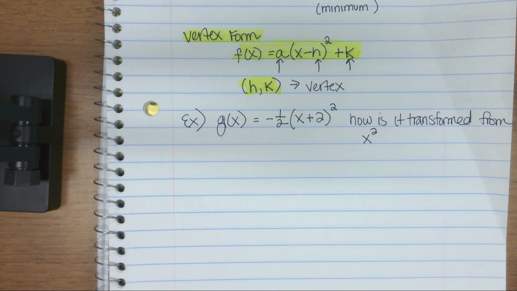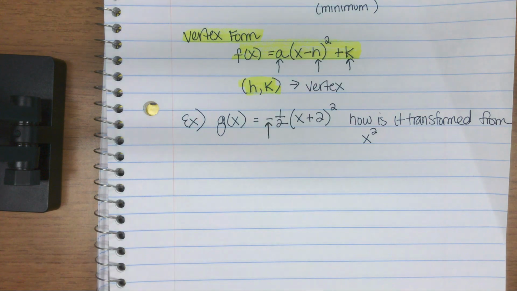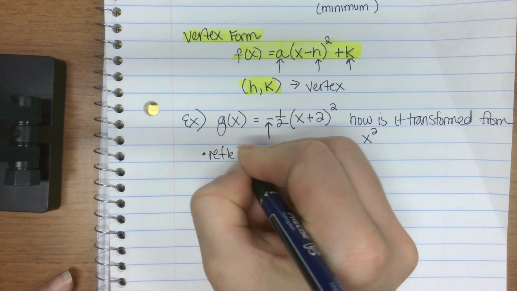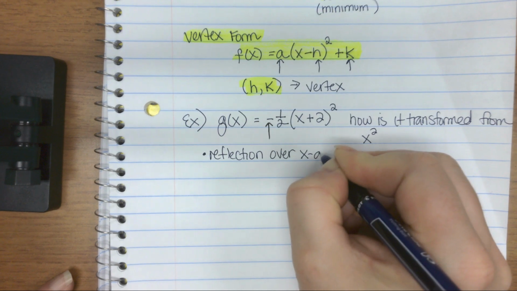Okay, so I like to go from front to the back. What does a negative in front do? It's a transformation. It's a reflection. Anyone know what kind? It flips it over the x-axis. So the first thing I'm going to list is reflection over the x-axis.